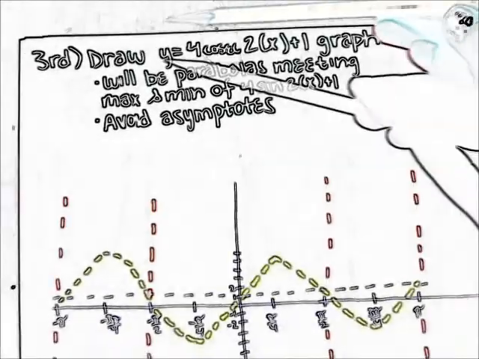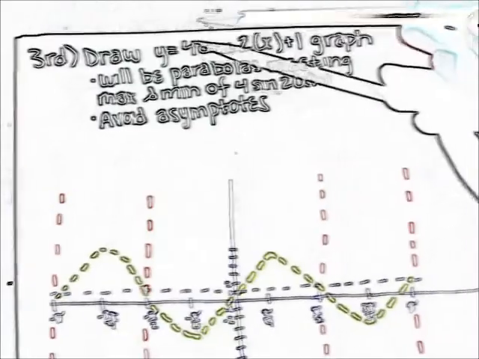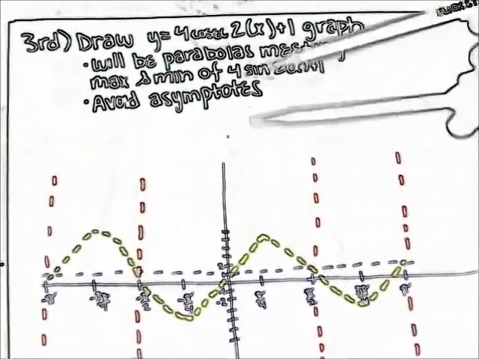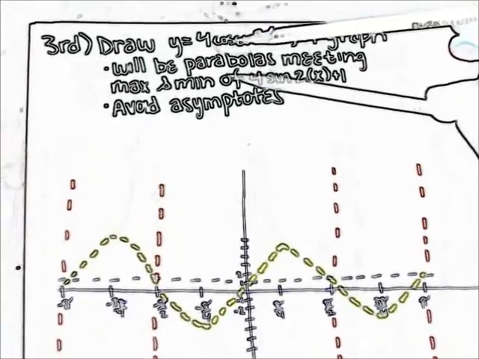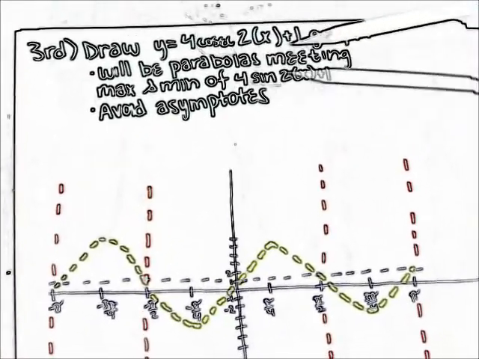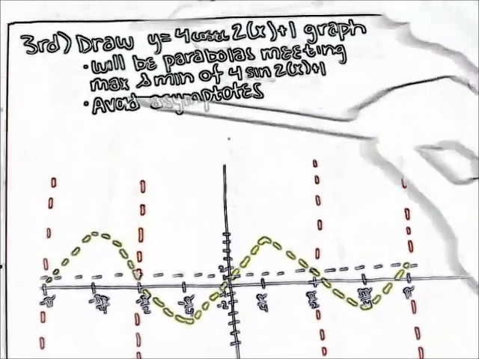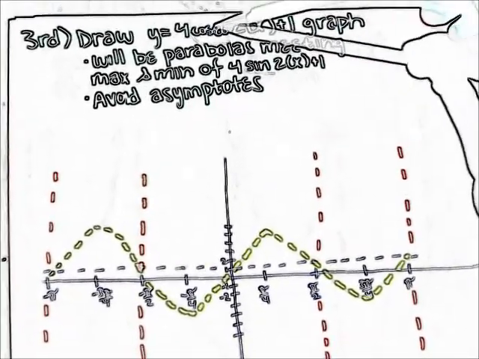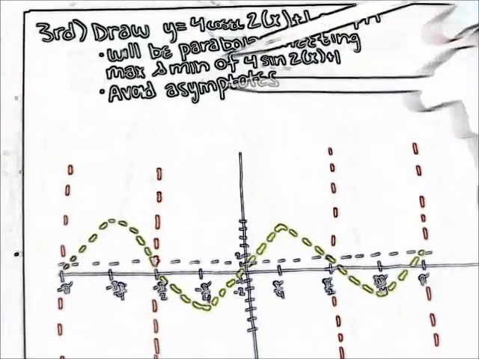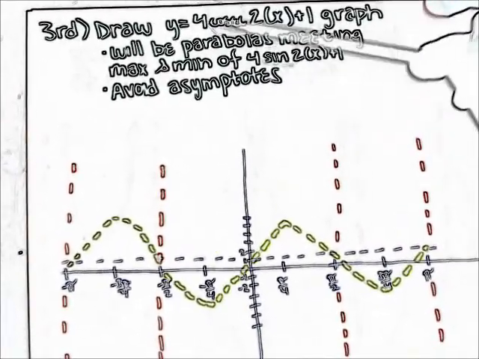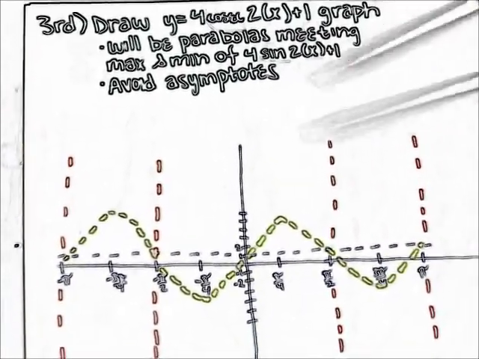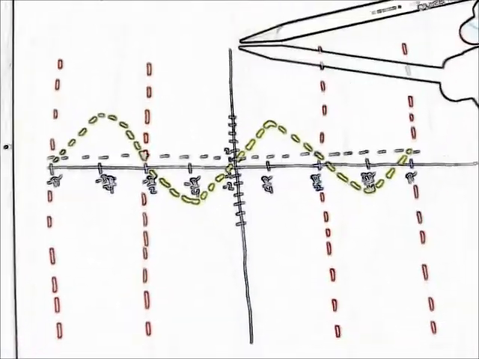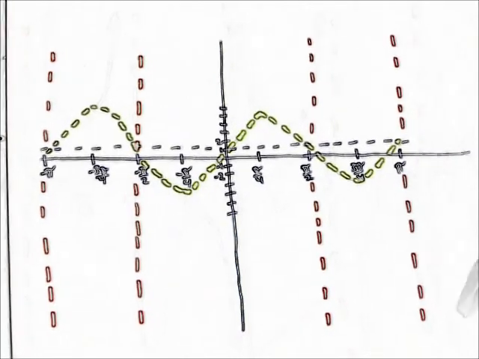The third step will be to draw y equals 4 cosecant (2x plus 1) as a graph. These will be parabolas meeting the maximums and minimums of 4 sine (2x plus 1). The max of this will be the minimum of this, and the minimum of this will be the maximum of this. Basically, we're going to draw these parabolas and avoid the asymptotes that are drawn.